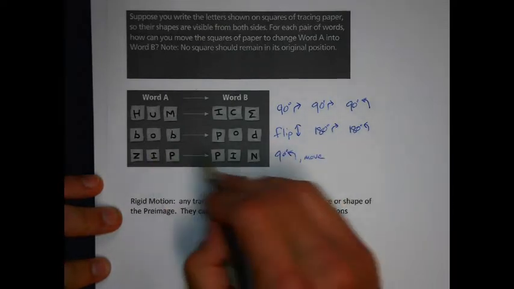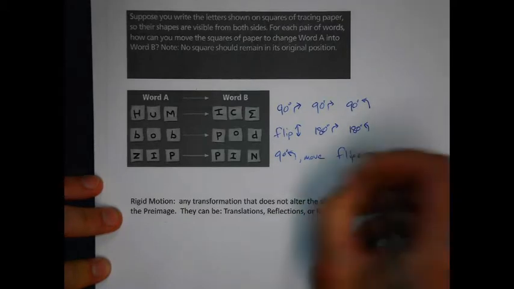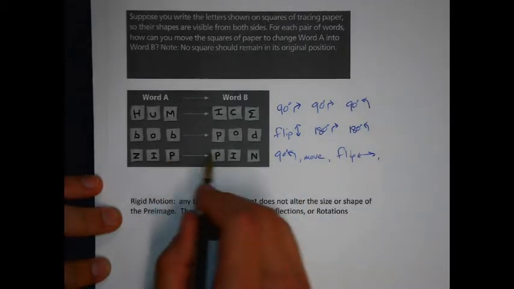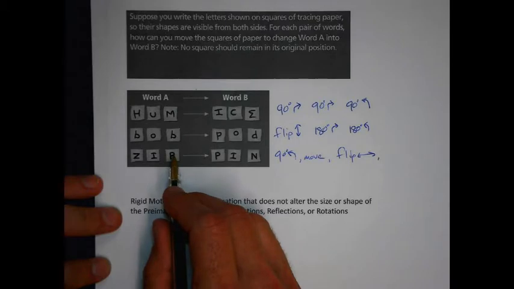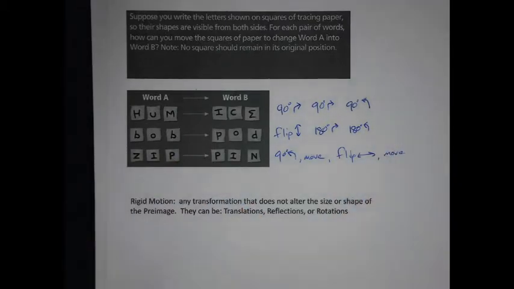For the I, look how the I is compared. We just flip it, right? Flip the I on its side this way. And then lastly, the P. Look at the P. It's still lined up. All we did was move it from the back to the front. So all we did was move that one. So this is a little introduction to that lesson.